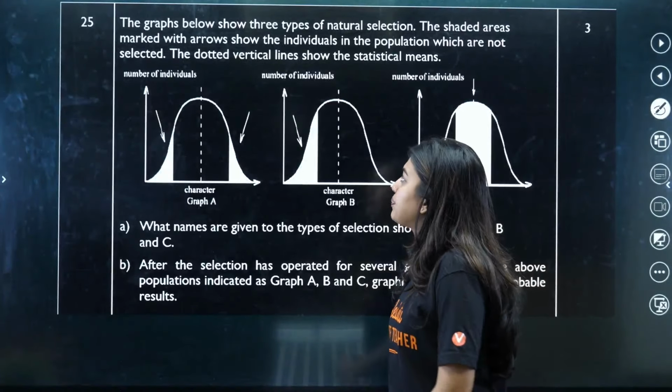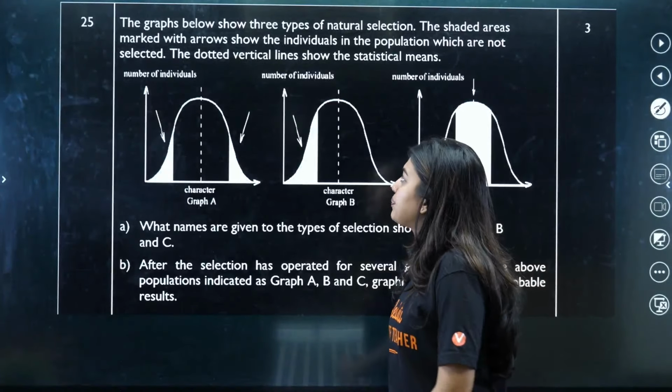In a pond, you will have small fishes, medium fishes, and large fishes. Three types can be there. In the first one, if you see, both sides are stabilized. That means if I take small and large, both of them are in equal number. So this is a stabilizing graph. Here, if you see, this side is not selected. Only one side it is.